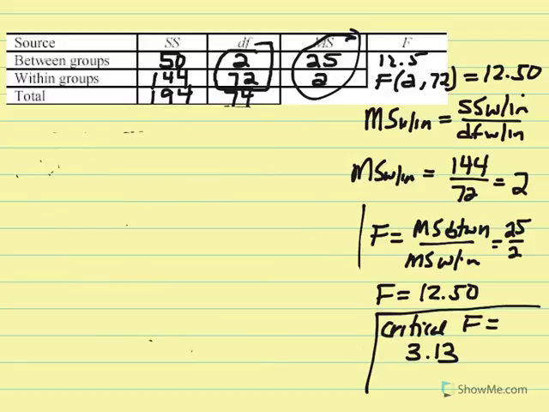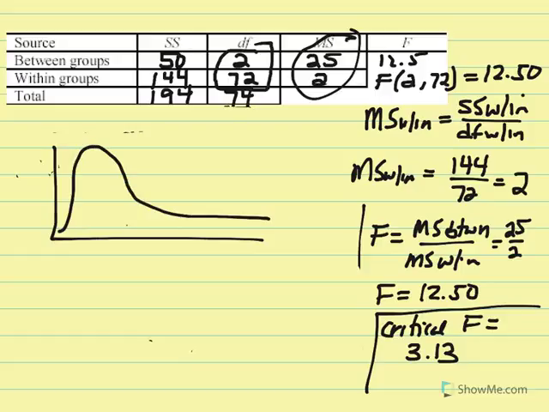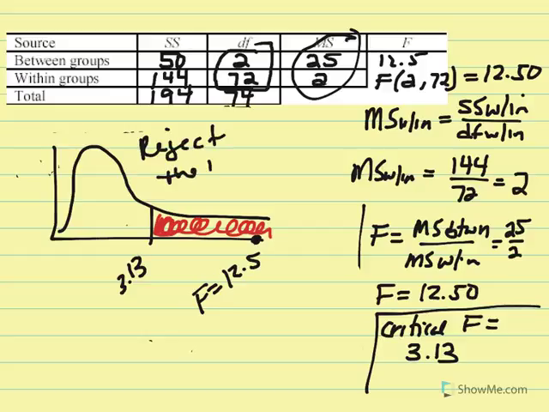So given our positively skewed F distribution, we have a critical F of 3.13, and that sets or defines the critical region. And we have an F statistic equal to 12.5, which would be way over here somewhere. So visually we know we get to reject the null. The null says that all those treatments were equal. There was no treatment effect, and now we've concluded that at least one of them is significantly different from the others. And of course we would use a post-test to determine exactly which one is significantly different.